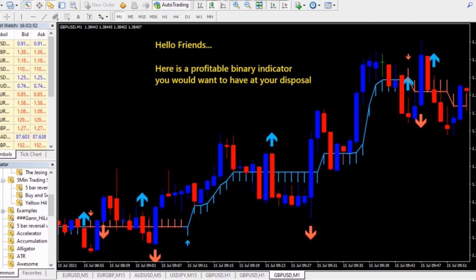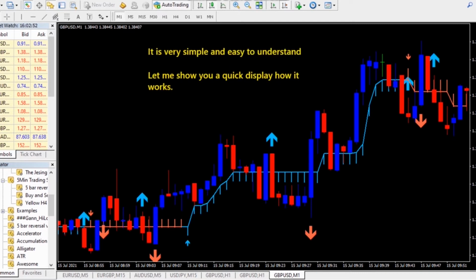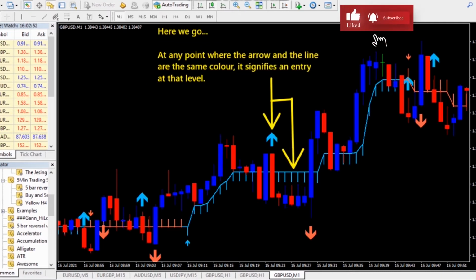Hello friends. Here is a profitable binary indicator you would want to have at your disposal. It is very simple and easy to understand. Let me show you a quick display how it works. Here we go.